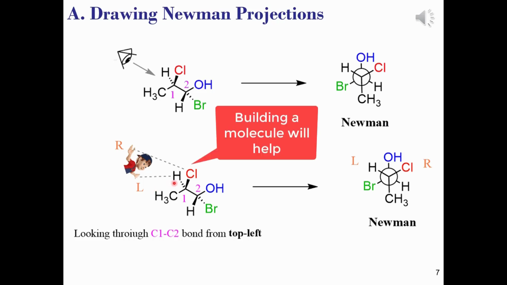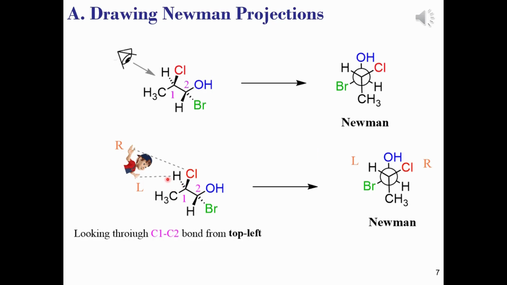Now when you start to do this, you'll notice that the chlorine should be on the right, and the hydrogen should then be on the left. So the solid wedges are on the right and the dashed wedges are on the left.